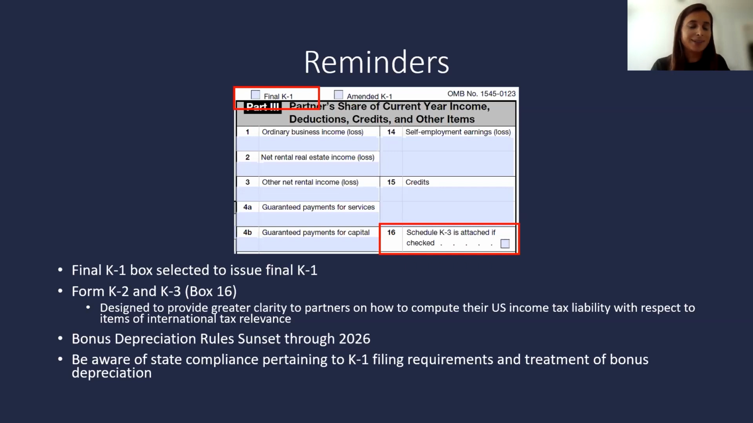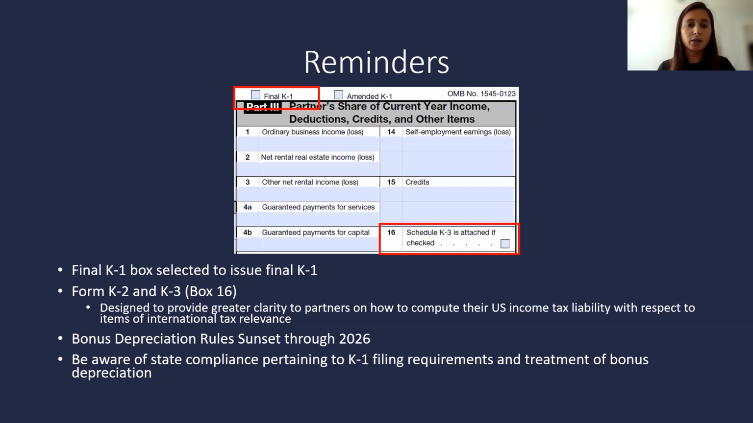Next is the Form K-2s and K-3s. So now included on the Schedule K-1 is box 16 that says Schedule K-3 is attached if checked. This is one of the areas that the IRS just can't figure out exactly what they want to do in terms of the requirements around the Schedule K-3. I think they've already changed their mind 3 or 4 times this year related to the 2022 return, whether it's a required form or not.